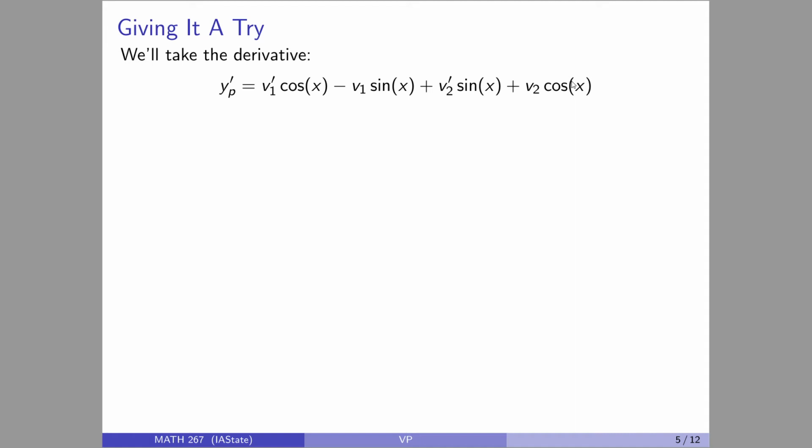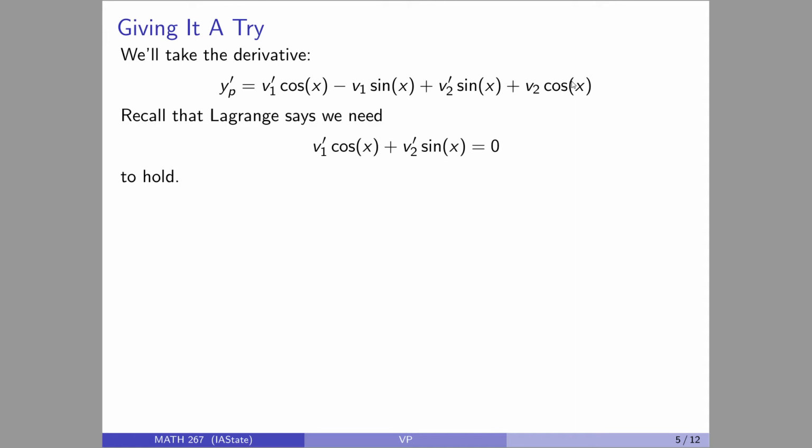Now remember, Lagrange also said something else. Not only is y sub p going to be a function times y1 plus a function times y2, the derivatives of these mystery functions have to satisfy this, right? My y1 is cosine, and my y2 is sine. So Lagrange says we also need this to fly. And now we see why, because the first derivative no longer involves the derivatives of v1 and v2. It only involves v1 and v2, right?